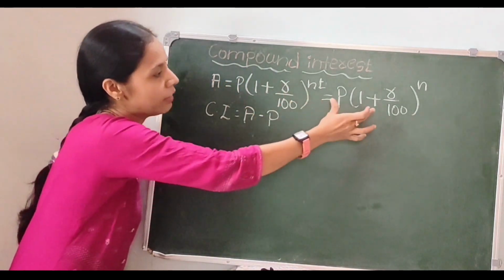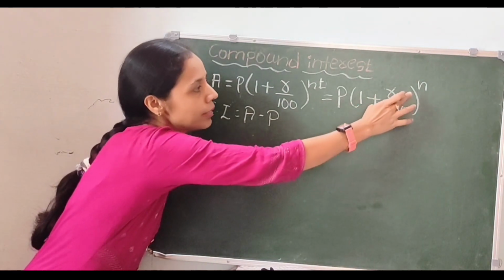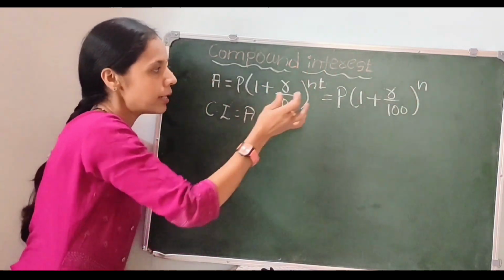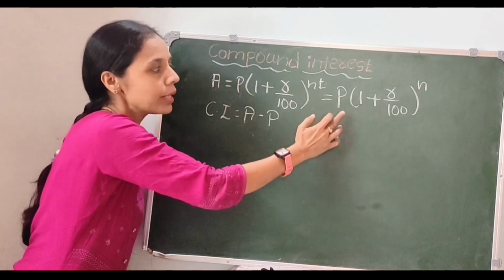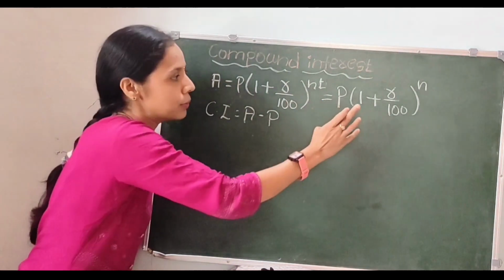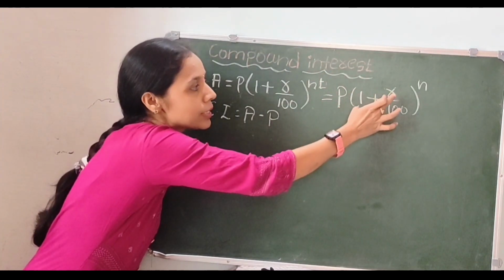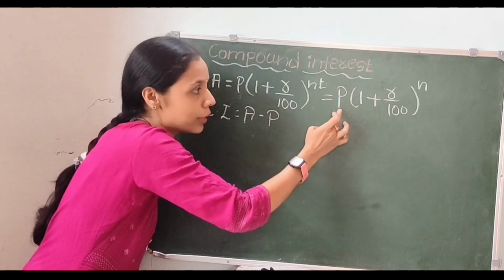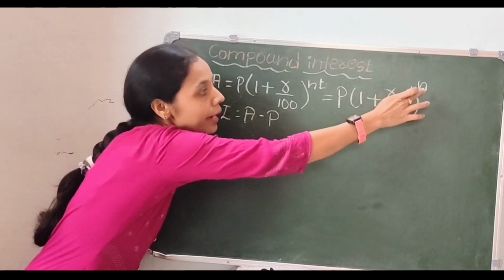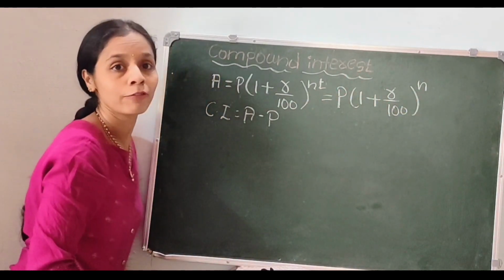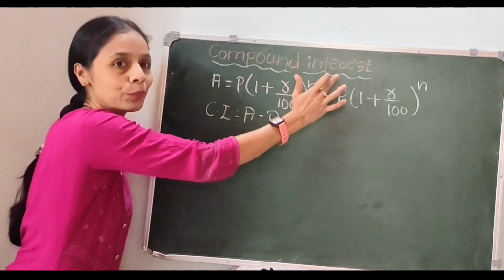Okay, this formula again we write shortly. P into 1 plus R divided by 100 whole to the power of N. Consider this formula. A indicates total amount, P indicates principal amount, and R indicates rate of percentage. Already we discussed what is rate of percentage, what is principal amount, what is time period in previous video. Okay, and N indicates number of conversion periods. Okay, using this formula we find out the value of compound interest.